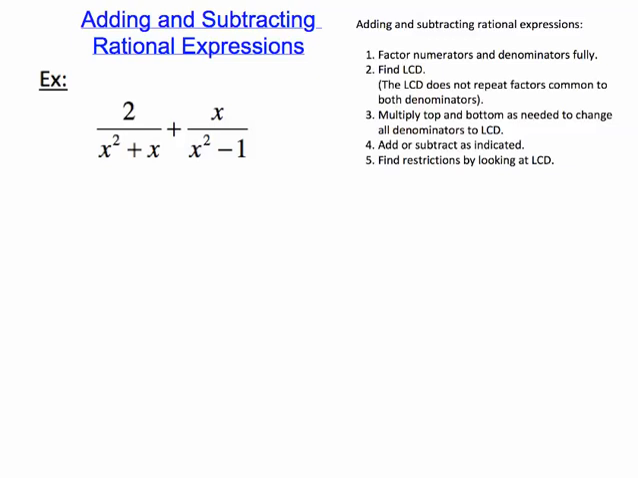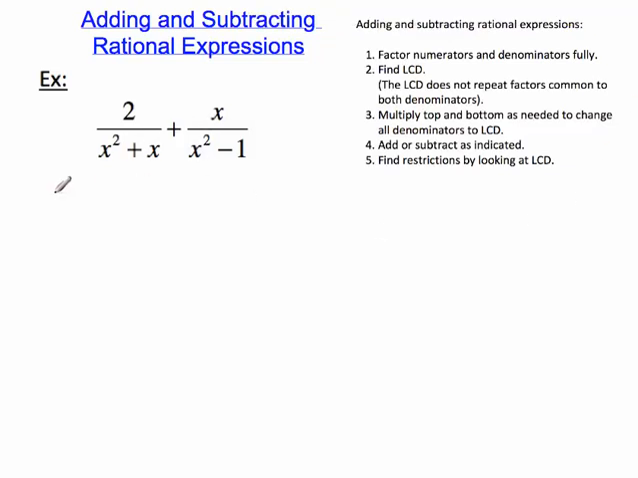In this video, we're going to continue to look at adding and subtracting rational expressions. In the previous video, we talked about how when adding or subtracting simple fractions or rational expressions, the lowest common denominator does not repeat factors common to both denominators. We also introduced these steps for adding and subtracting rational expressions. So now, let's go through an example.